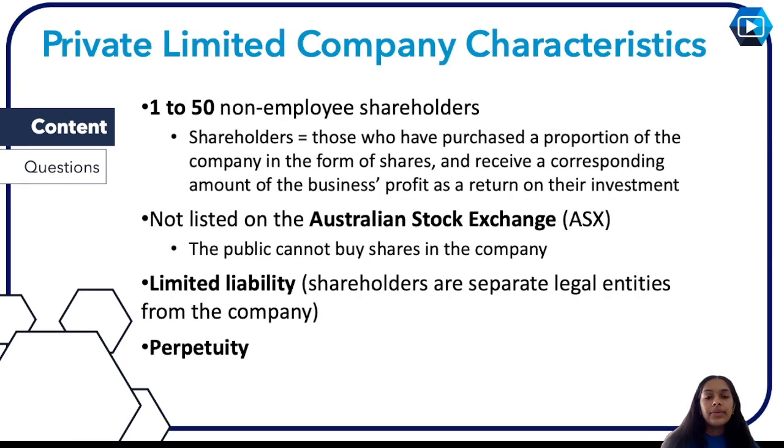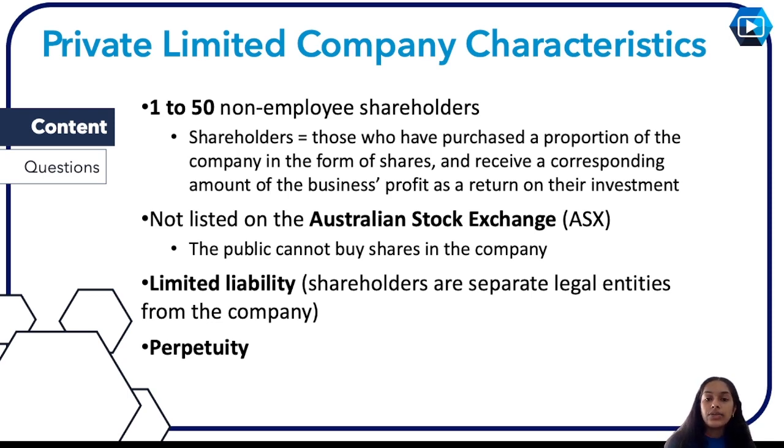Okay, and then we have private limited company. Now we're looking at more of an incorporated business structure. I'm going to jump straight to that third dot point, but this is where we have limited liability now. Shareholders are separate legal entities from the company. There are owners, but the core focus of the private limited company is that we have shareholders, specifically 1 to 20 non-employee shareholders.